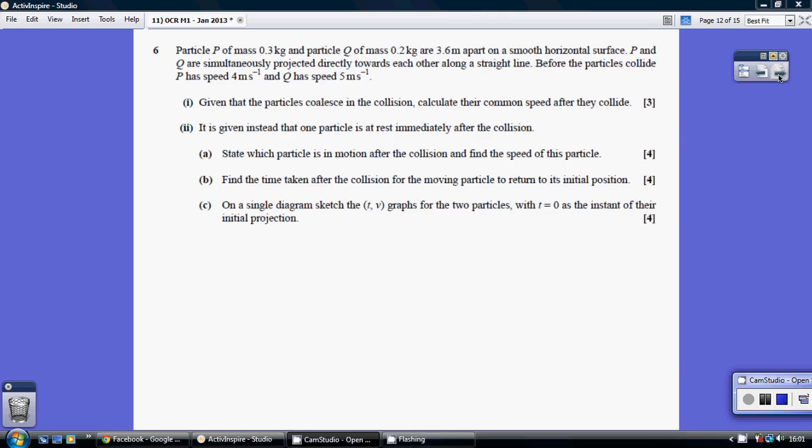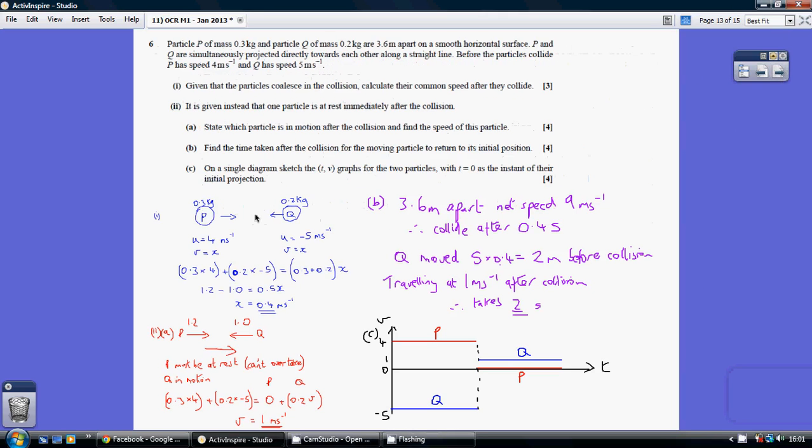Question 6. So, part 1, just set up your little diagram to gather your thoughts. I'm having left to right being positive, right to left negative. So just using conservation of momentum, given that these are both travelling at the same speed, which I'm calling x, we can work out that x is 0.4 meters per second.